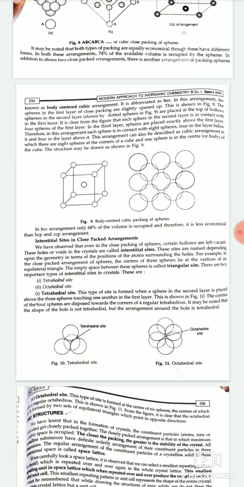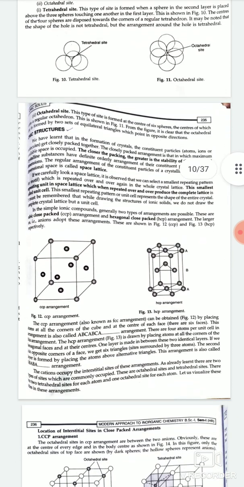There are two important types of interstitial sites in crystals. First is the tetrahedral site and second is the octahedral site. Now, first, the tetrahedral site. This type of site is formed when a sphere in the second layer is placed above the three spheres touching one another in the first layer. This is shown in figure 10. The centers of the four spheres are disposed towards the corners of a regular tetrahedron. It may be noted that the shape of the hole is not tetrahedral, but the arrangement around the hole is tetrahedral.